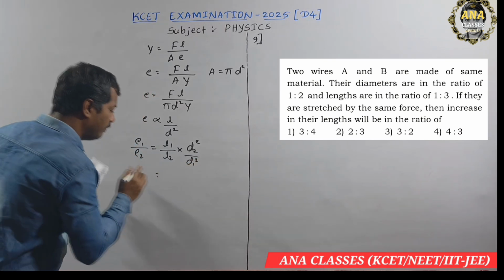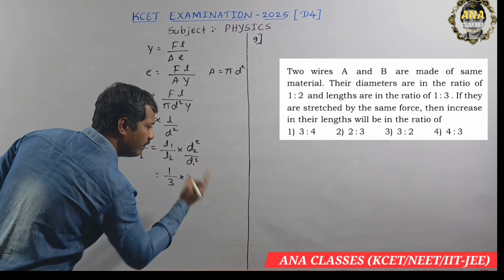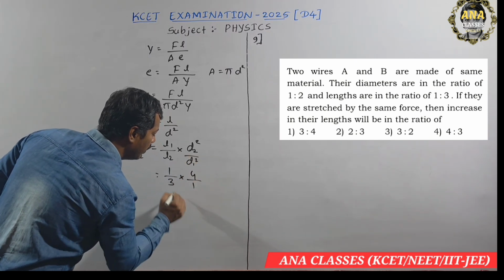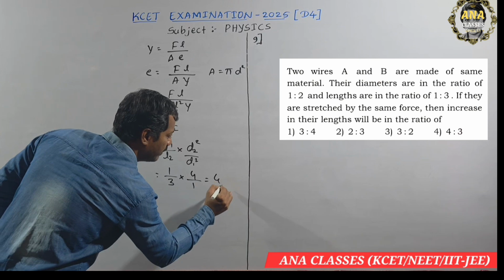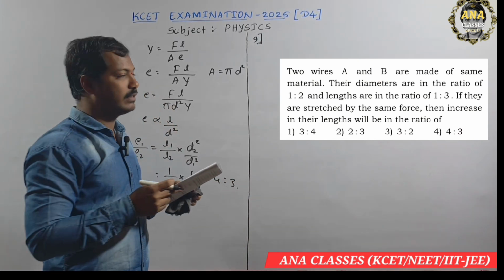The length ratio is given as 1 divided by 3 and the diameter ratio is 1 divided by 2, which becomes 2 divided by 1. So 2 square is equal to 4 divided by 1. So the answer is 4 by 3, that is 4:3. Option number 4 is correct.